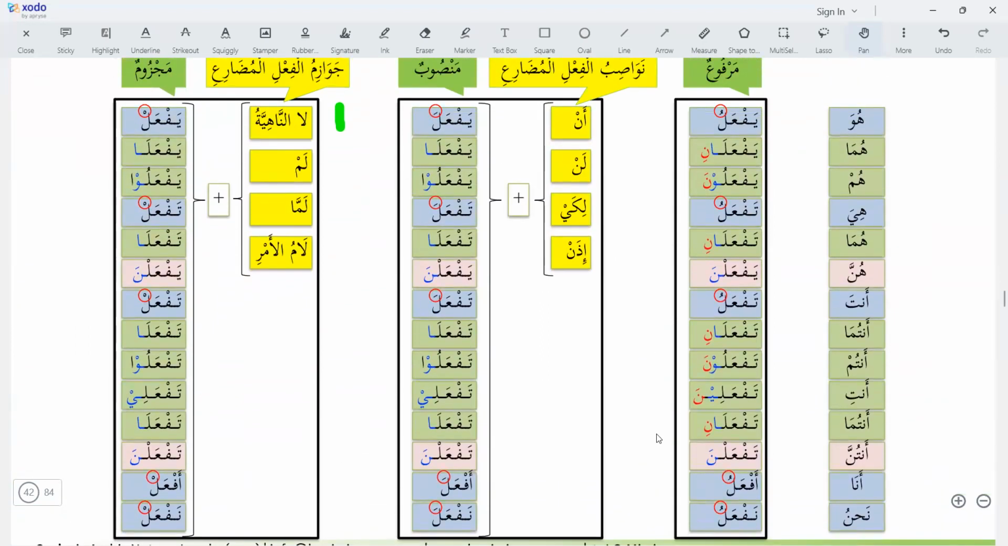Yaf'alna, taf'alna, that noon is called noon niswa. It is always fixed, mabni. The other noons are called noon Arabi because they can be dropped. This is noon niswan, that's why they are mabni.